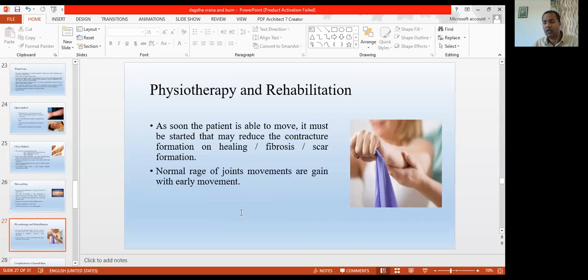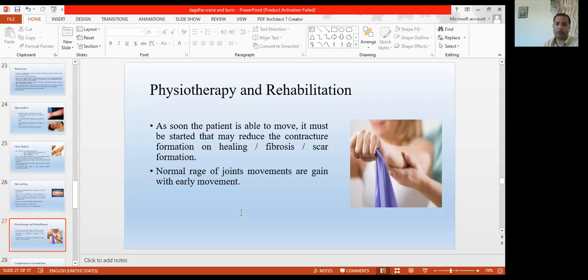That is very important. Once the burn patient's limb or joint has healed, and as early as possible once the patient is painless, you can start the physiotherapy and rehabilitation process. It reduces fibrosis, it reduces contracture, so the scar is also minimal. Once physiotherapy is started, the patient gets better movement and very little contracture, so better movement and better function of that limb.